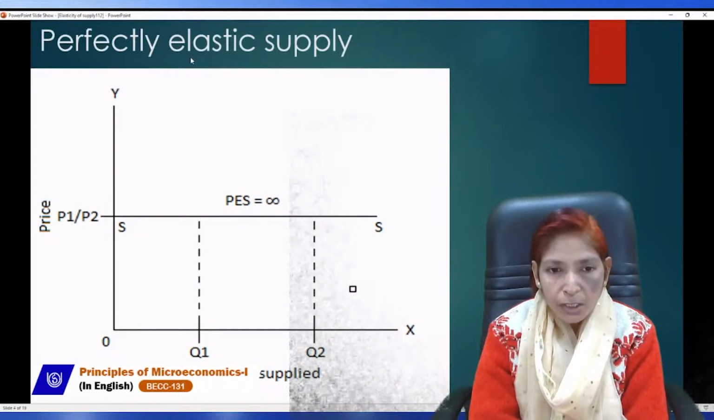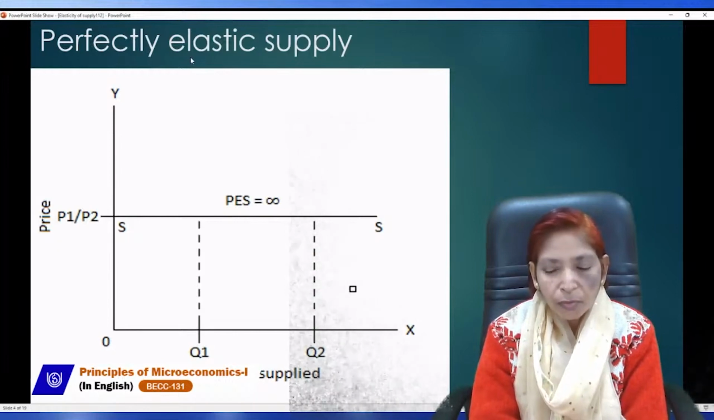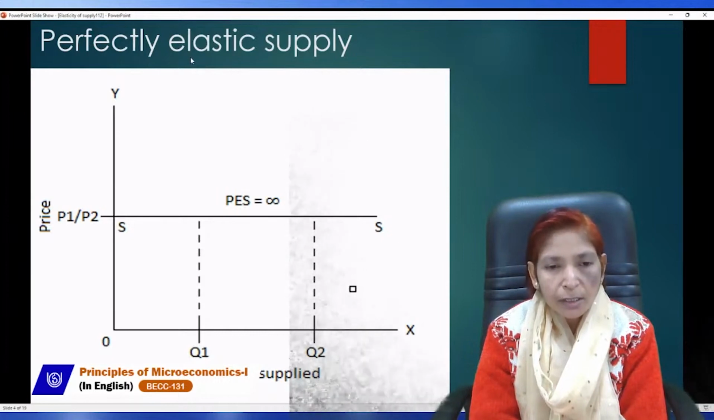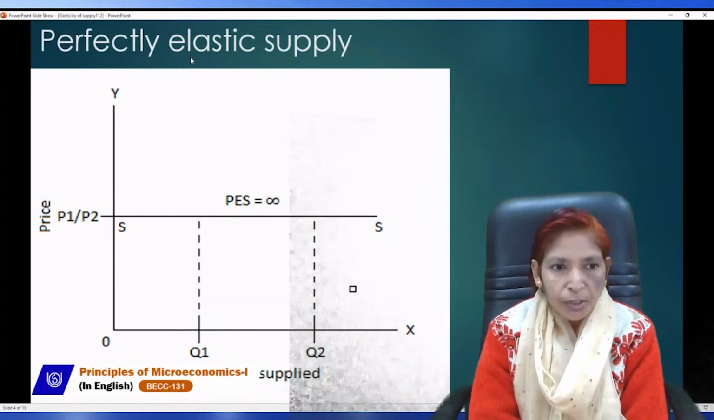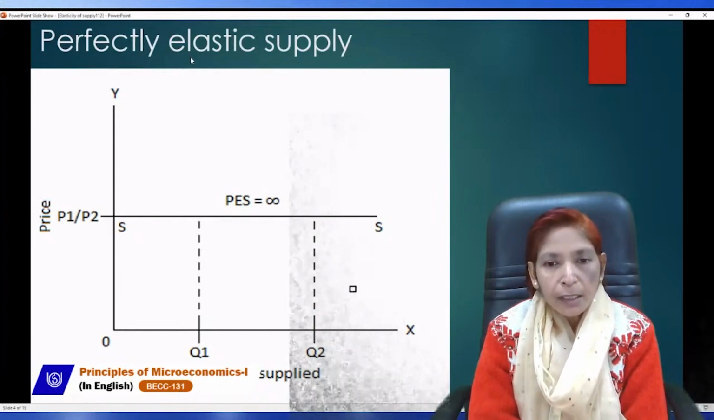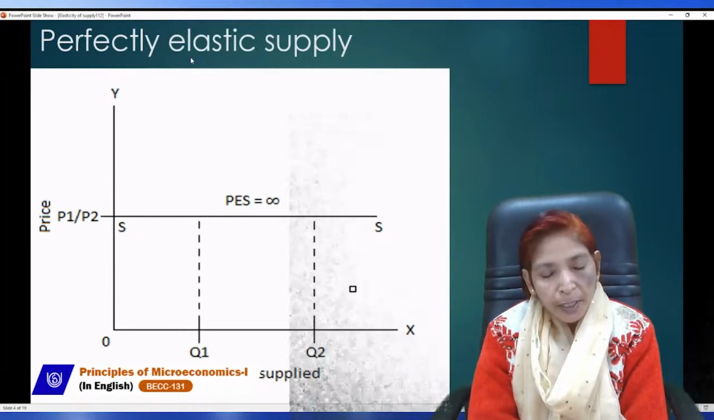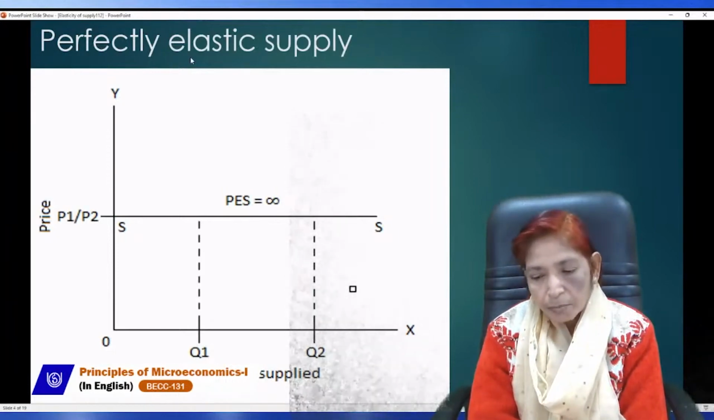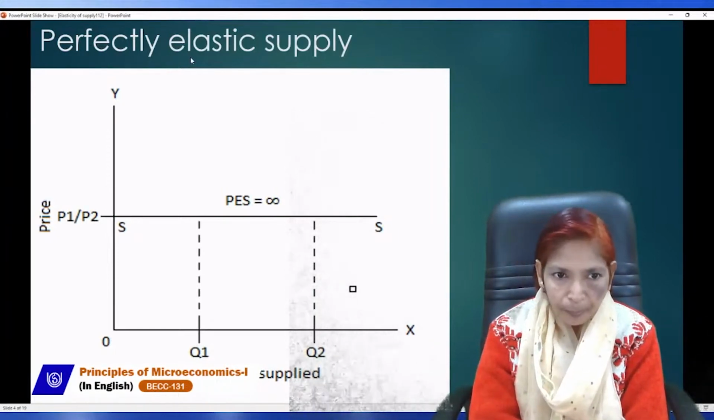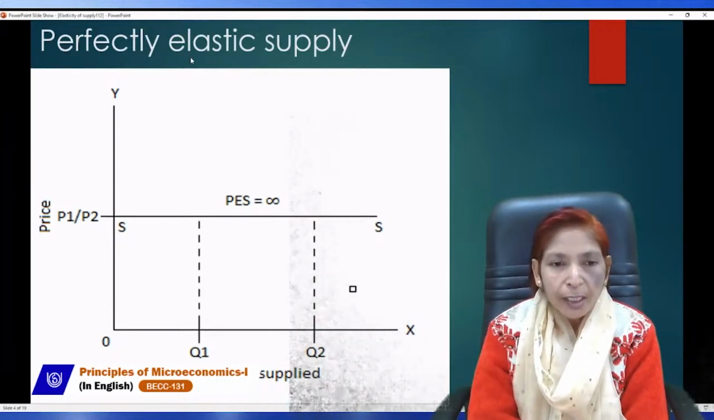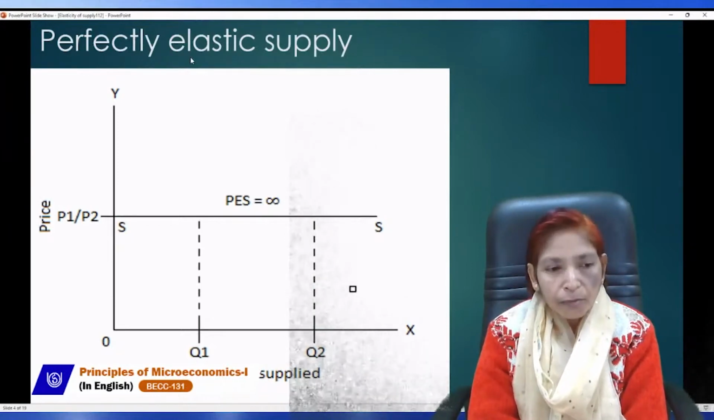Elastic means which can change. Here the word elastic shows variability, changeability, variations, or that any movement can be possible. So elastic supply is that supply when supply can change but price remains constant. In case of perfectly elastic supply, the supply curve will be a horizontal line which is parallel to the x-axis.